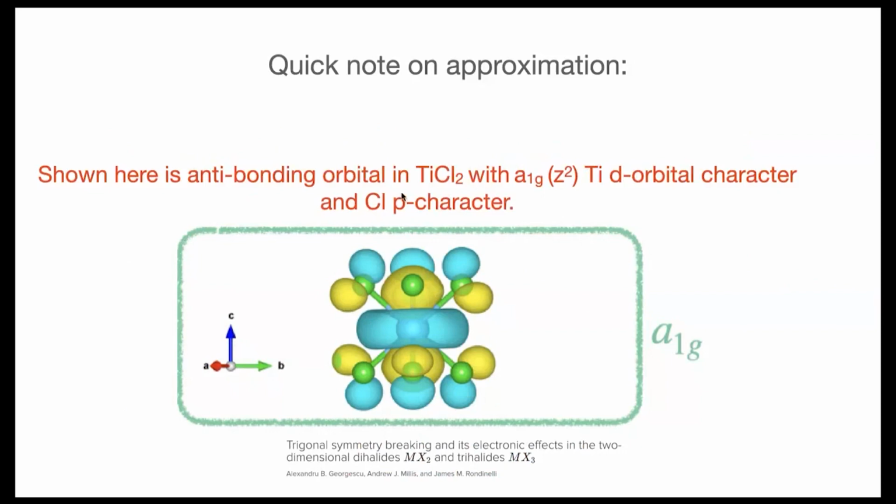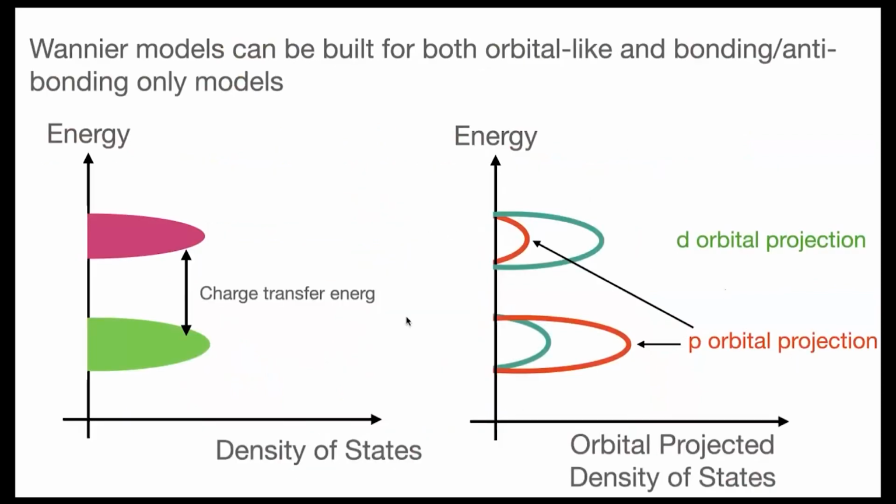So here I'm showing an example in titanium chloride. And it's worth keeping in mind that the symmetry of your Wannier functions may depend quite strongly on the symmetry of your material. Okay, so again, basically Wannier functions can be used to build different types of models. So you can build Wannier functions, say, for this energy range, and you will get antibonding orbitals, or you can build Wannier functions for a bigger energy range, get more atomic-like orbitals.